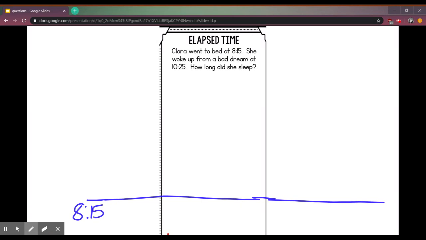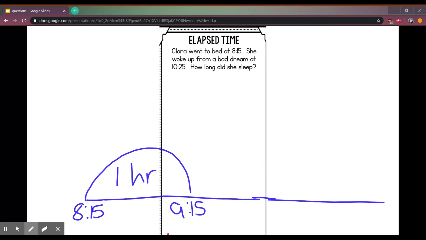Now we need to figure out how much time comes in between 8:15 and 10:25. And to do this, we're just going to make some jumps across our number line and add our way up to 10:25. So my first jump, I'm just going to jump an hour and see what it puts me at. 1 hour. So if I jump 1 hour and I'm starting at 8:15, that's going to put me at 9:15.